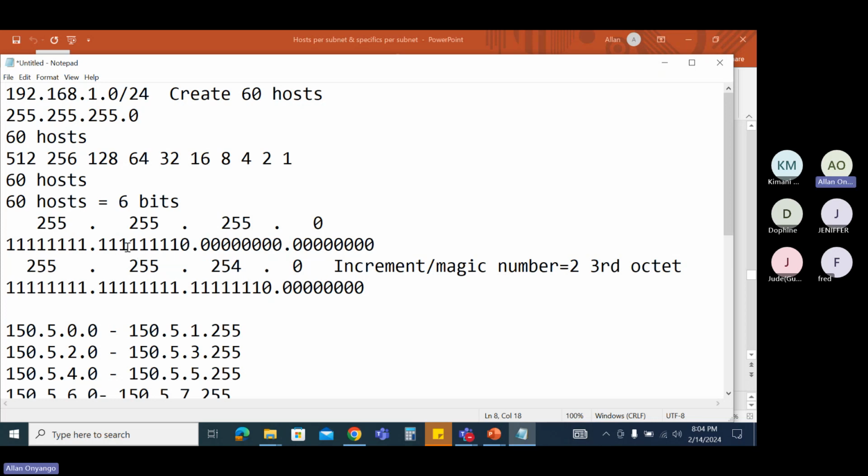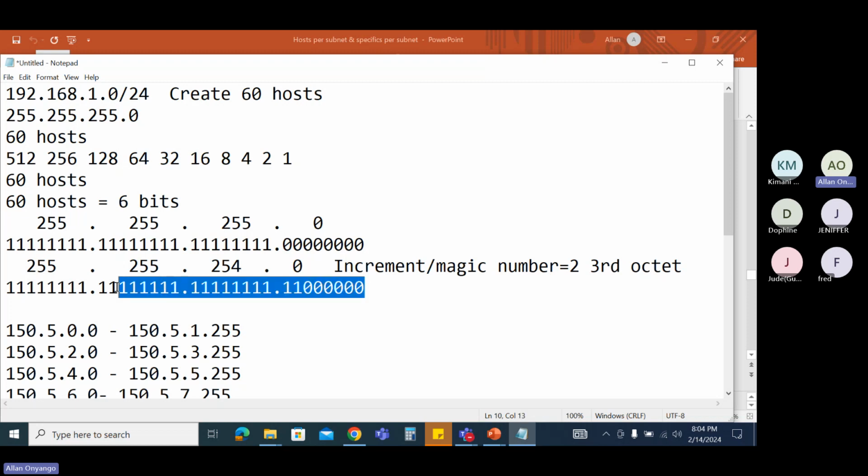Is it 1, 2, 3, 4, 5, 6, 7, 8? This zero is not supposed to be here. So it's supposed to be like that. So we are reserving how many bits? 6 bits. So check this out: 1, 2, 3, 4, 5, 6. We reserve them. Leave them the way they are. And the rest should be one. So these two will be ones, and this one should also be one. So have we reserved now?